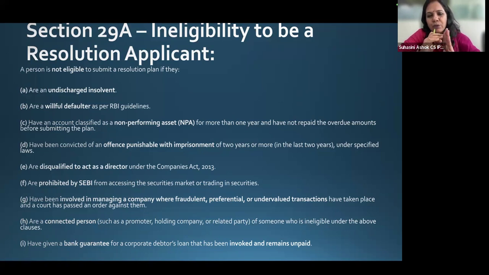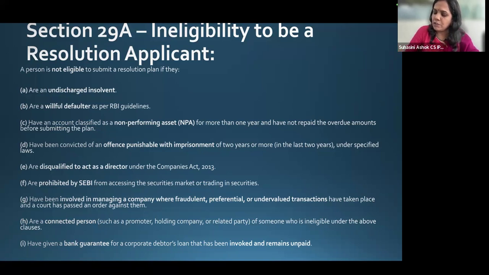So in all these 4 things, in 2 things he is disqualified and in 2 things he will be qualified. One is if an NPA is declared for not more than 1 year, he will be qualified to submit the EOI. For more than 1 year, he is disqualified. And if he has not repaid the overdue, then also he is disqualified to submit the expression of interest.